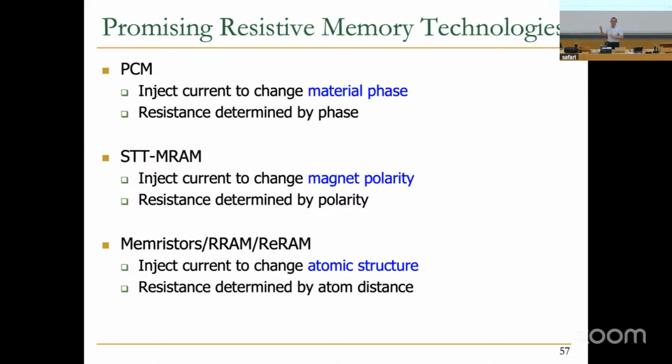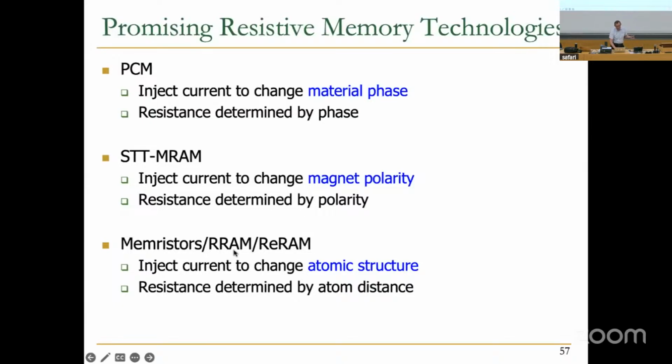And your resistance is really determined by the polarity. The way you read or write those memories is by injecting enough current so that you change the polarity of the magnet to a different direction, which is very fascinating. This could also be potentially a very large-scale memory. But these are all relatively emerging technologies. They're not there yet, so you cannot buy these easily in the market, except for some niche applications, for example.